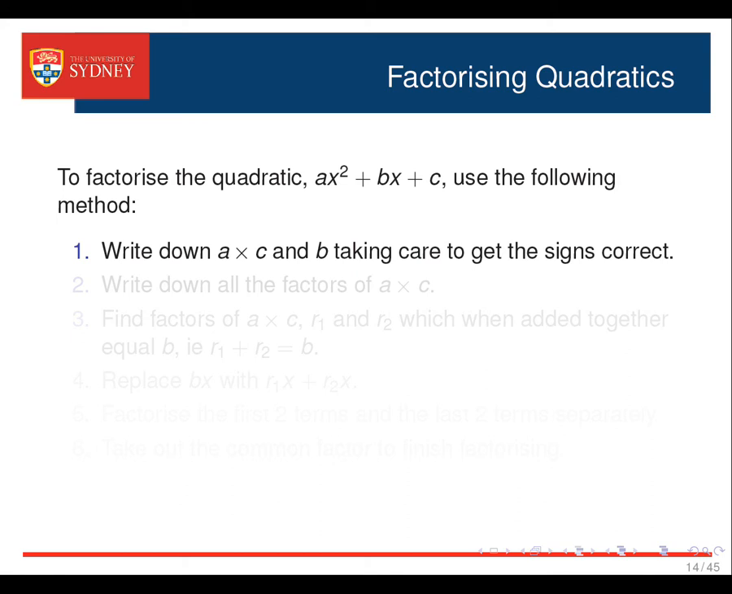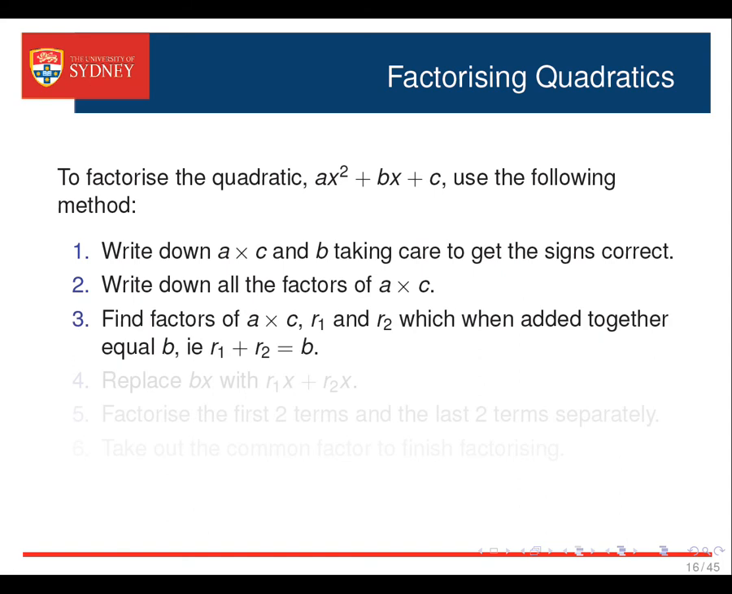First, take a note of the product of a and c, and b. Take care to get the signs correct in this step. Then write down all the factors of a times c. Out of these factors, find the ones that will add up to b. Let's call these factors r1 and r2.